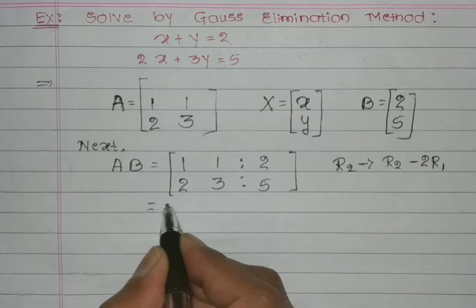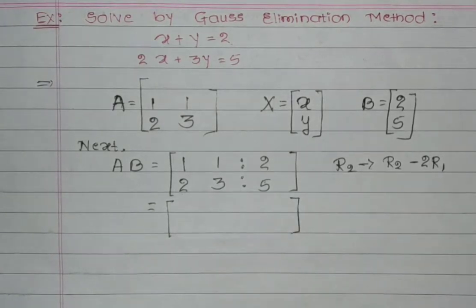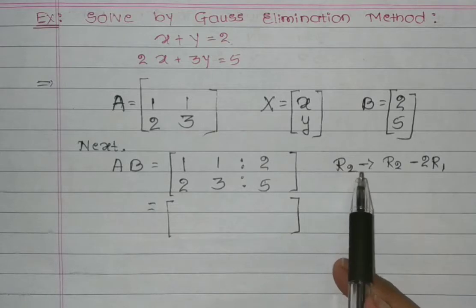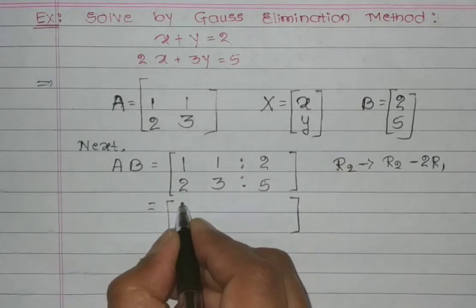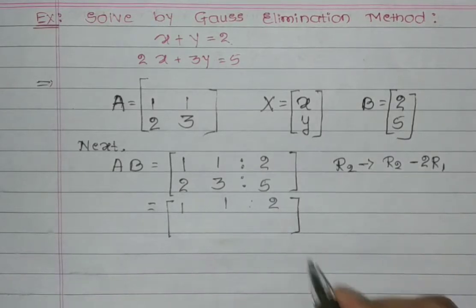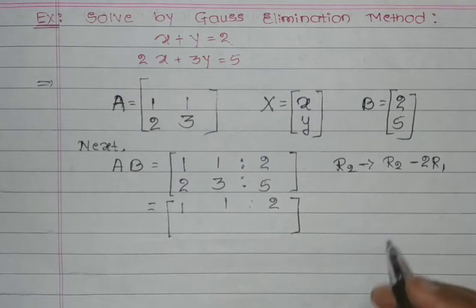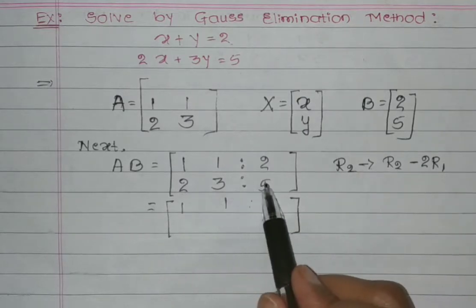So here we are applying the transformation only to the R2 row. It means the R1 row elements will remain as they are, that is 1, 1, 2. So the R1 row elements will remain as they are, only we are applying this transformation to the R2 row elements.